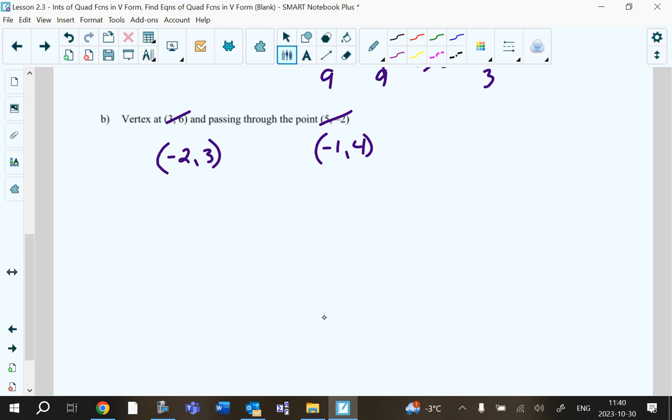So remember, when you're asked to find the equation of a quadratic function, you have to be given h, k and an x, y. Find a, and then you can write the equation. So in this example, h is -2, k is 3, x is -1, y is 4.